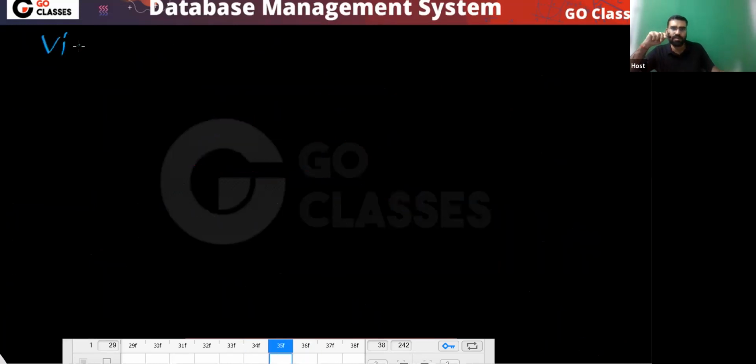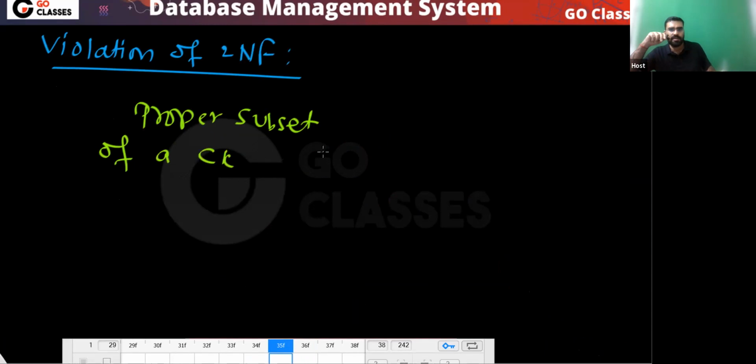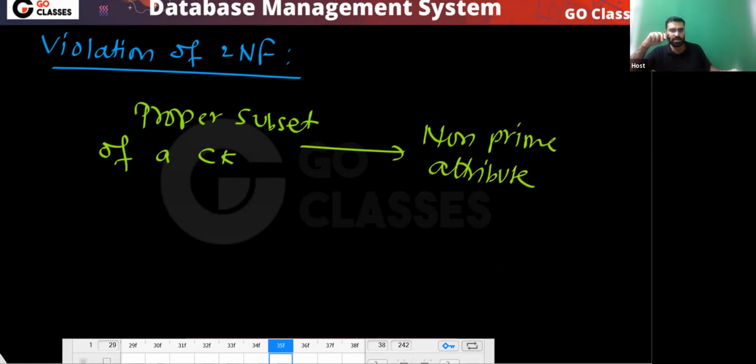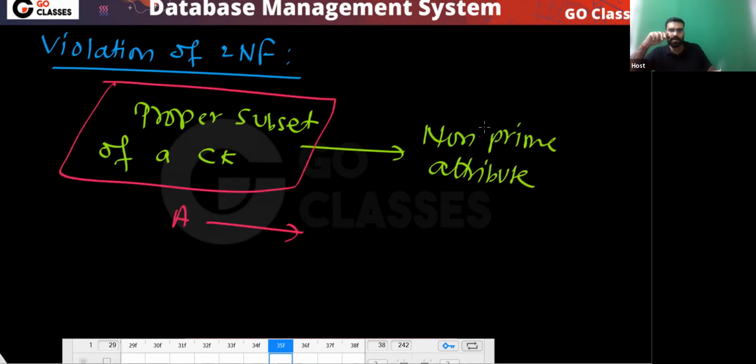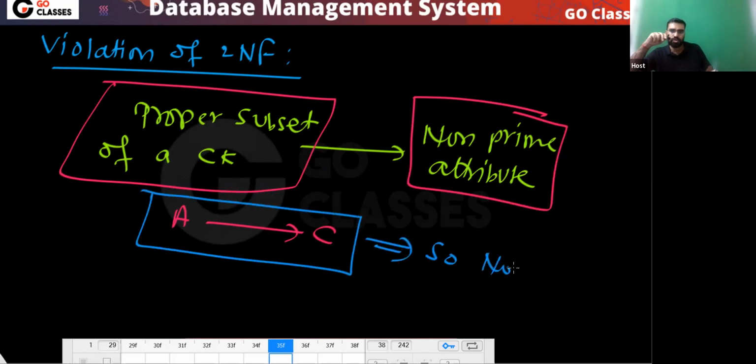What is the violation of 2NF? Violation of 2NF happens when a proper subset of some candidate key determines a non-prime attribute, right? So here you can notice the proper subset of the candidate key, for example A, determines the non-prime attribute, that is C. So definitely this is the violation of 2NF. So not in 2NF.